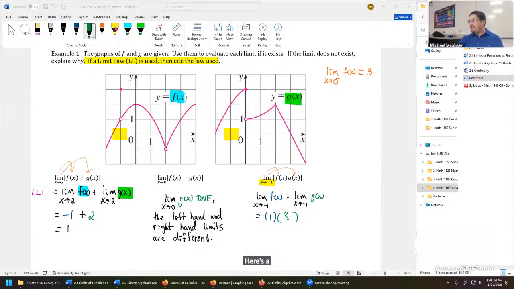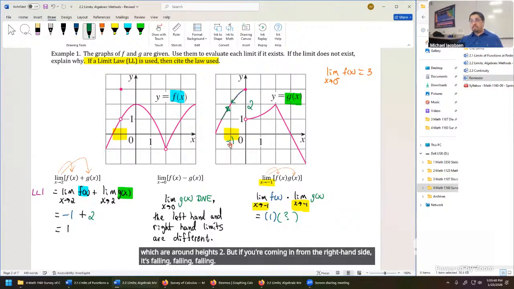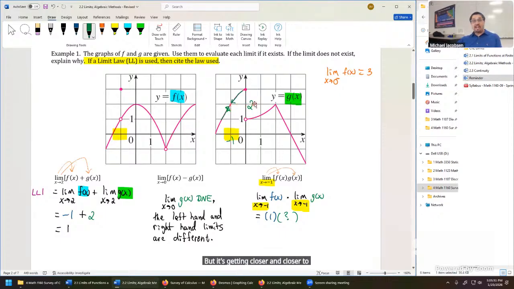Here's a way to think about it. Again, it's all about where x is going. But it's a busier problem visually, right? Because now there's two graphs at the same time. So you also have to ask yourself, which function are you working on? So if we're getting closer and closer to -1 on the g of x function, all you care about is the height of the curve around here. If you're coming in from the left, you're getting closer and closer to those heights, which are around 2. But if you're coming in from the right-hand side, it's falling, falling, falling, but it's getting closer and closer to the same value on either side. If we're getting closer and closer to 2 on both sides, the limit does exist, so we put down a value of 2 on this one.